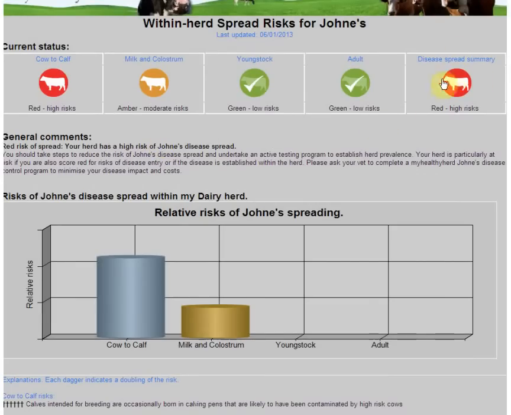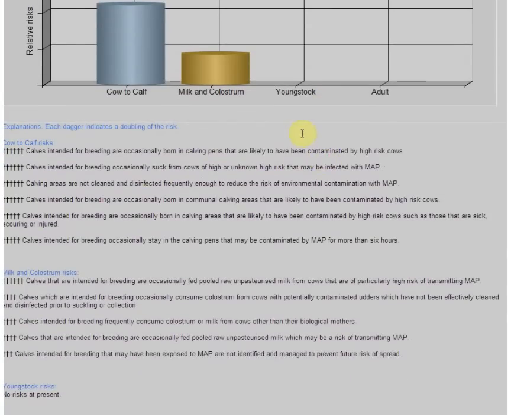So overall, the risk of spread for Johne's disease is categorised as high, and the reasons why are that on this particular farm a common calving pen is used. There is no testing of the cattle at this stage, and as a consequence there is a risk that infected cows could spread the disease through to the calves. The calves will stay in the pens for more than 6 hours, and this further increases the risks. Raw and pasteurised milk and waste milk is fed to the calves, and again there is some pooling of colostrum and milk, and these are potential risks as well.